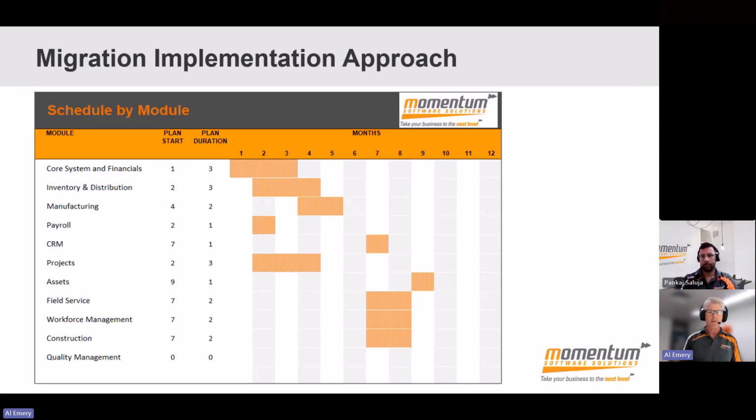financials. But for example, you can't start putting stock items in the system until you've put suppliers in, and you can't put suppliers in until you've got a chart of accounts. So things happen obviously in a logical flow.